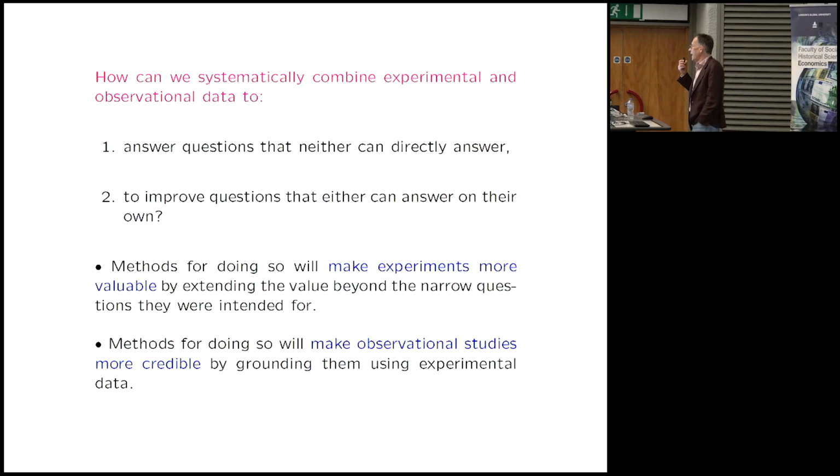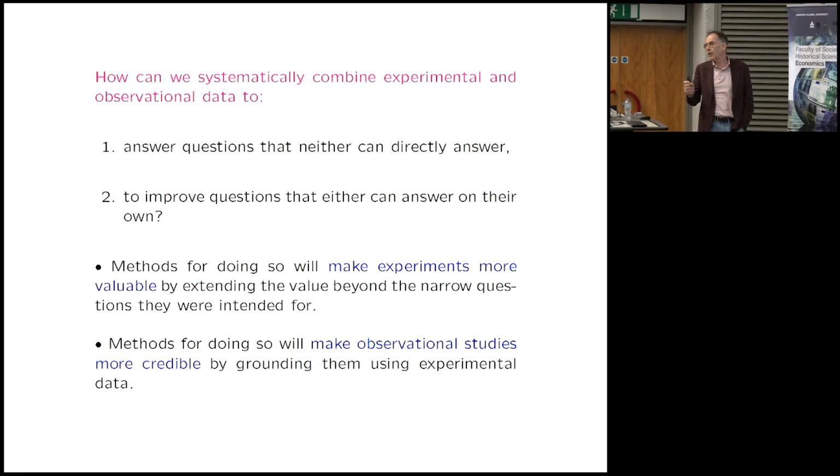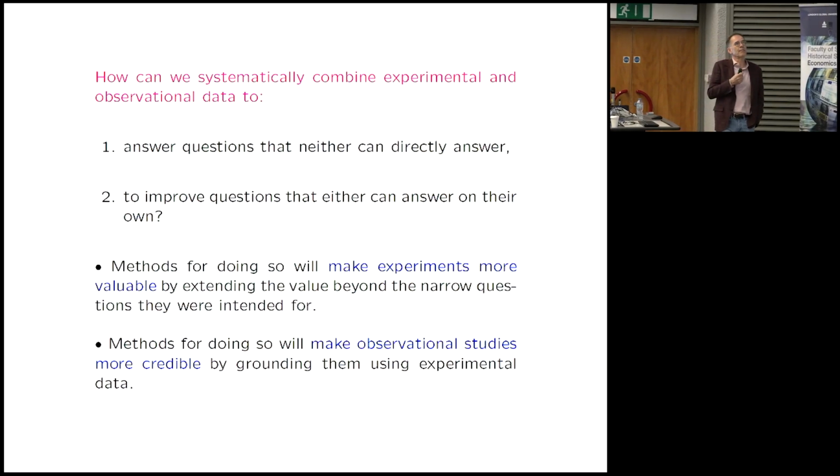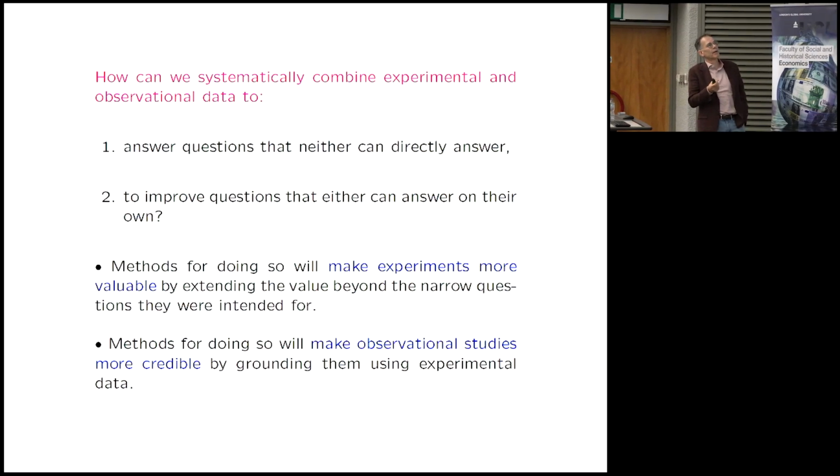So what we want to do here is look at methods for systematically combining experimental and observational data, with two goals in mind. One is to answer questions that neither of these data sets can answer on their own, and the second is to improve the answers to questions that we could answer with one of these data sets, but may be able to answer better, in a more robust way, by combining these data.